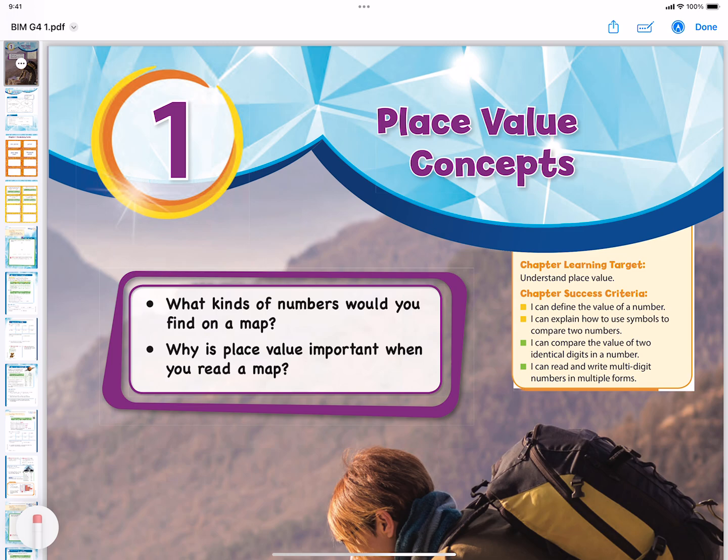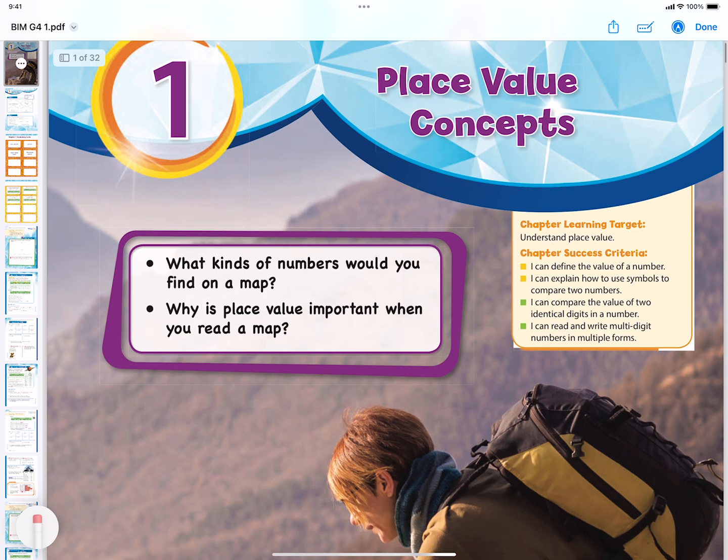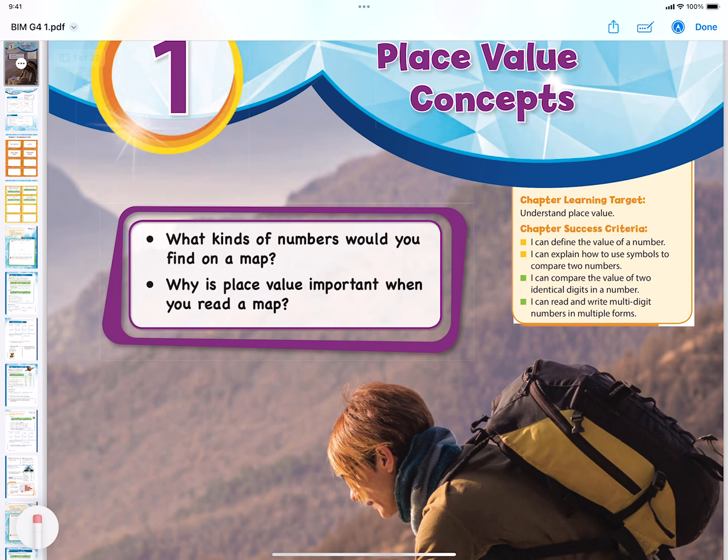All right, this is our new chapter. Of course, this is a new year, and this is chapter 1, place value concepts. Our target for this chapter is to understand place value, and the criteria is that I can define the value of a number and explain how to use symbols to compare two numbers, compare the value of two identical digits in a number, and read and write multi-digit numbers in multiple forms.